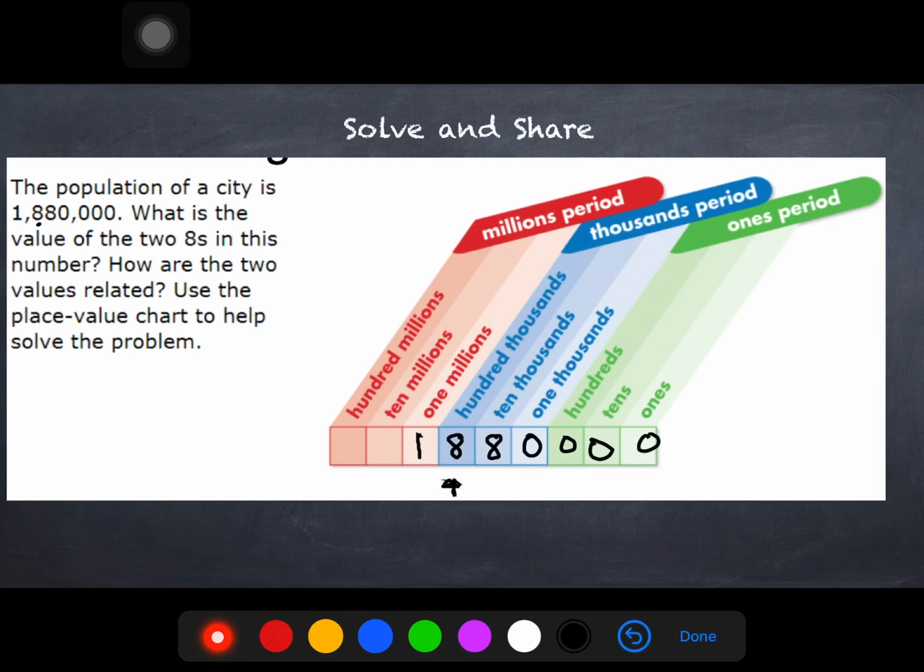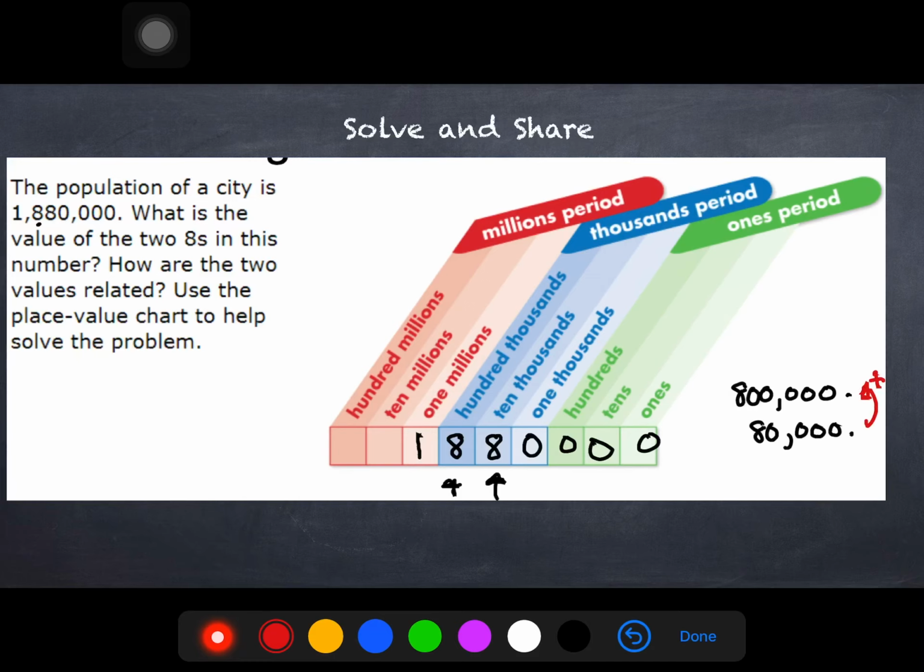So now, what is the value of the 2 8s? Well, this first 8 has a value of 800,000. The second 8 has a value of 80,000. How are those two values related? Well, what's the difference between 80,000 and 800,000? Well, there's one more 0 in each number. You are correct. This has 4 zeros. And this has 5.